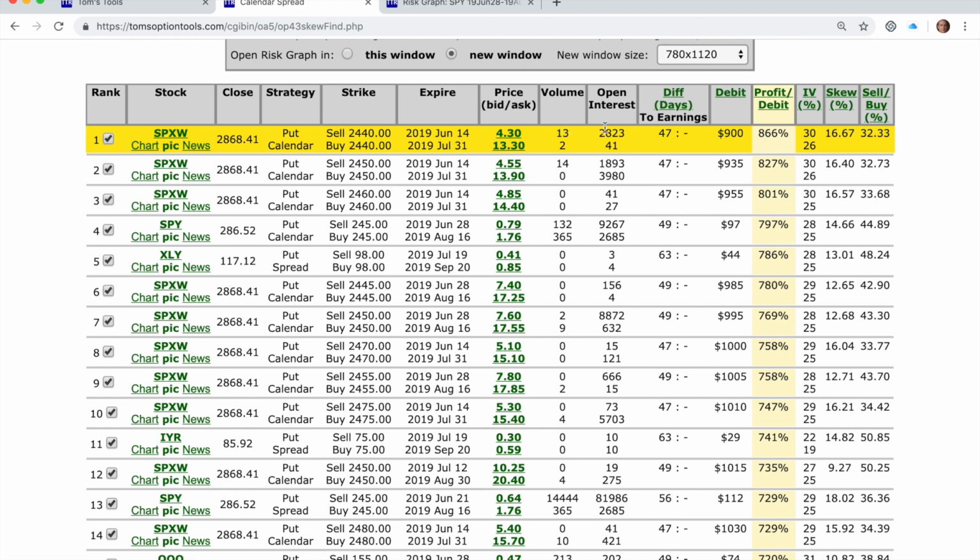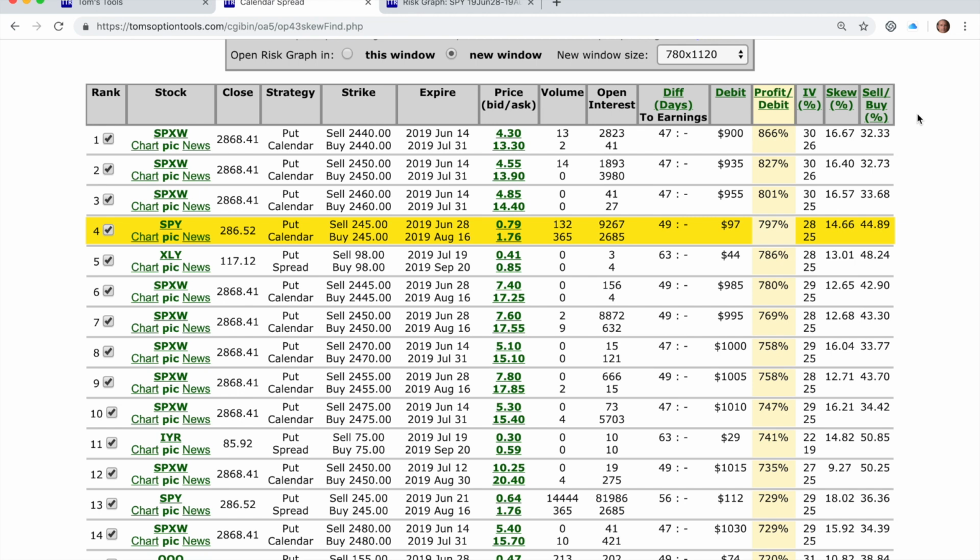We have our volume, our open interest, the actual legs, the difference in days between the short and the long option, the expiration dates. We have the debit being spent. This one's going to be $900. So this is a $9 spread. It is an expensive one, but we're going to be coming down here in a minute, and you'll see one for less than $1 or $100 for 100 shares controlled. You got your profit divided by debit, which was return on investment, IV, skew, and sell by. So it's quite a bit of information there. Feel free to use the help files to dig into more of the detail.